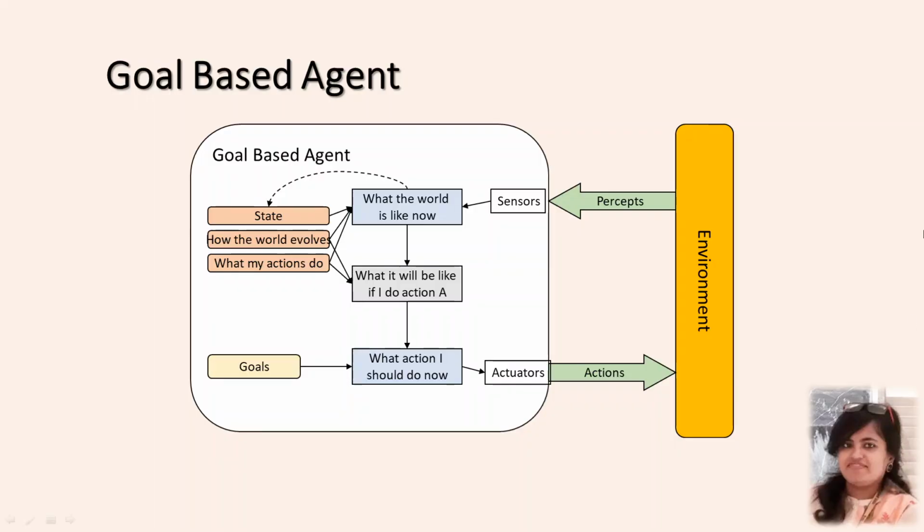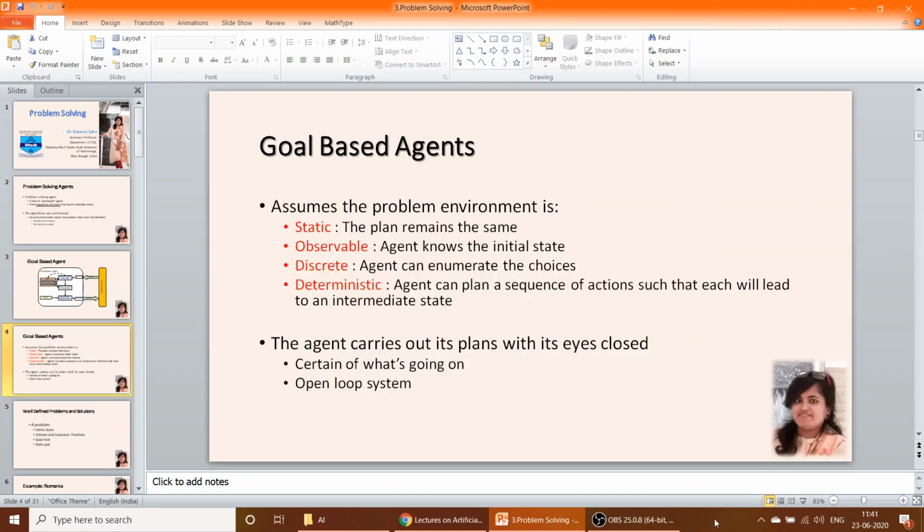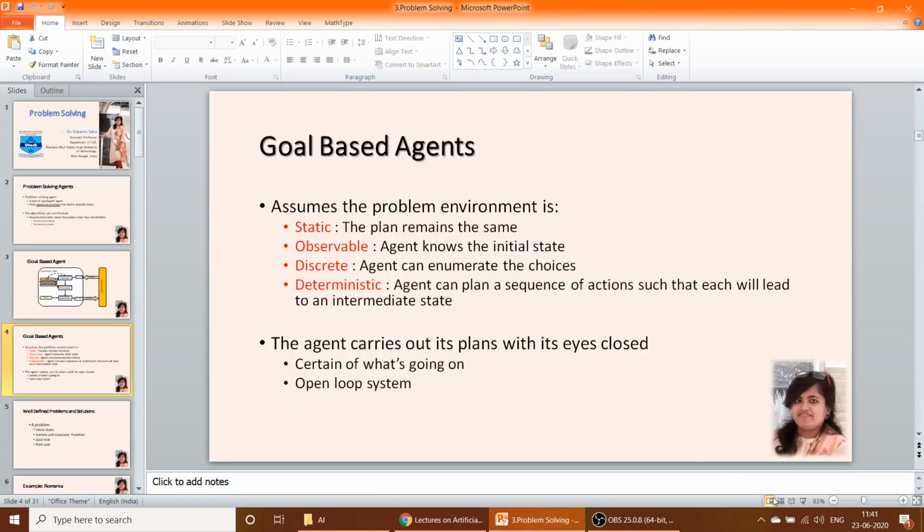So after these goal-based agents, what are the things that we need to assume about the problem environment? Here we have assumed, that is, these are the things that we have taken for granted. That is, the environment should be static, observable, discrete and deterministic. Oh, you don't know the meaning of these things? Then you need to refer to this one video, where we have talked about the different environmental characteristics. Please go through this video, then come to this video.